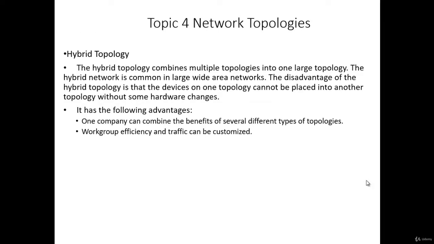Hybrid topology. The hybrid topology combines multiple topologies into one large topology. The hybrid network is common in large wide area networks. The disadvantage of the hybrid topology is that the devices on one topology cannot be placed into another topology without some hardware changes. It has the following advantages. One company can combine the benefits of several different types of topologies. Workgroup efficiency and traffic can be customized.